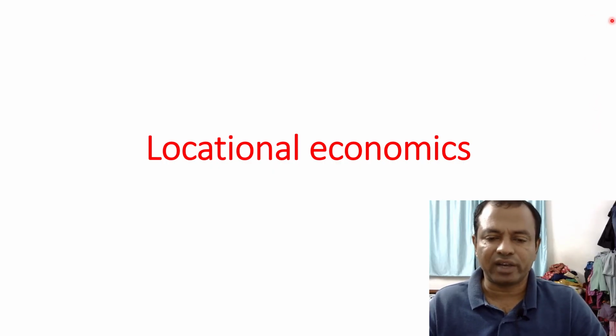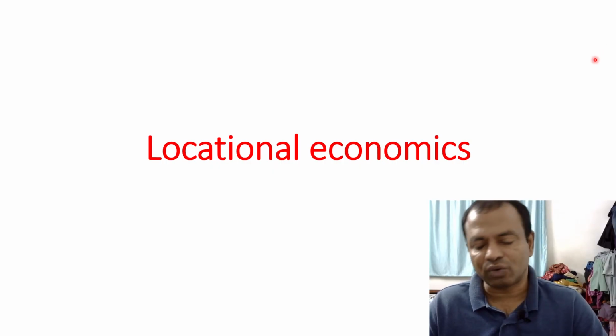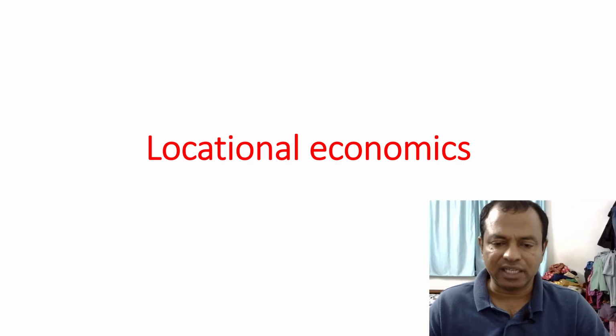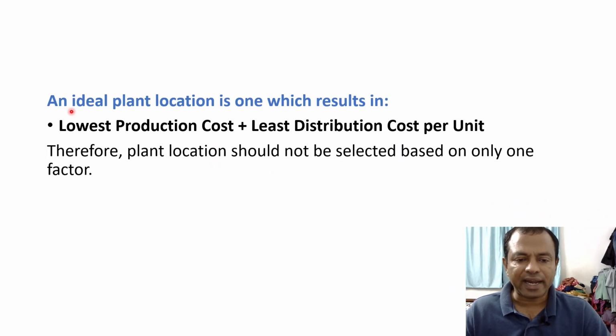So those are the criteria we have to consider while locating a plant. Then another thing we have to consider while choosing a plant location is locational economics. What is that? We are going to see the meaning of this locational economics. An ideal plant location is one which results in the lowest production cost plus the least distribution cost per unit. Therefore, plant location should not be selected based on only one factor.